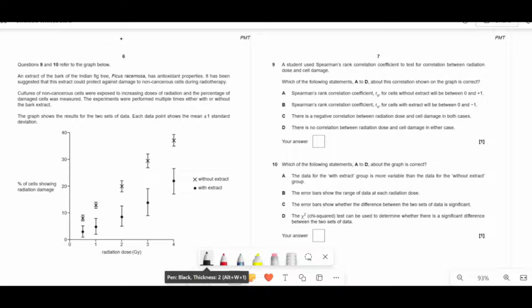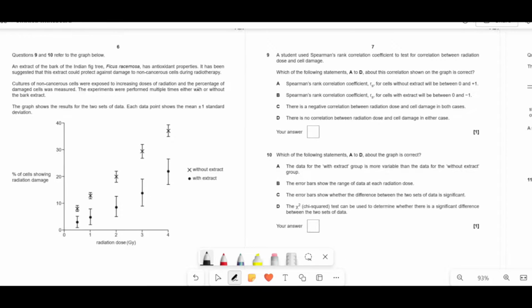So questions 9 and 10 refer to the graph below. An extract of the bark of this Indian fig tree has antioxidant properties. It's been suggested that this extract can protect non-cancerous cells against damage during radiotherapy. Cultures of non-cancerous cells are exposed to increasing doses of radiation with a percentage of cells damaged measured, with experiments performed multiple times with or without the bark extract. They show the results of the two sets of data. Each data point has one plus or minus the standard deviation.